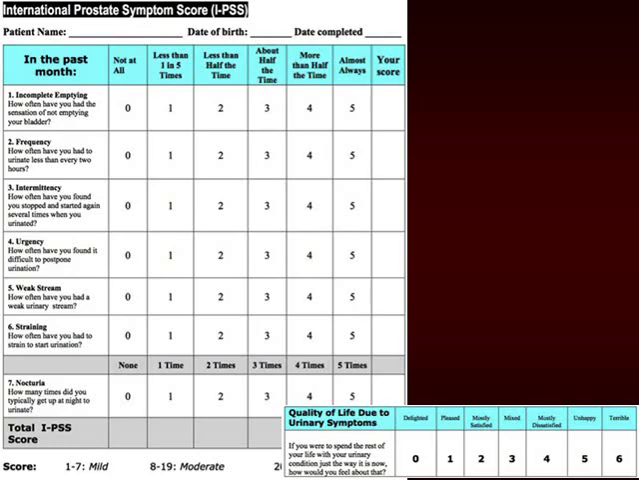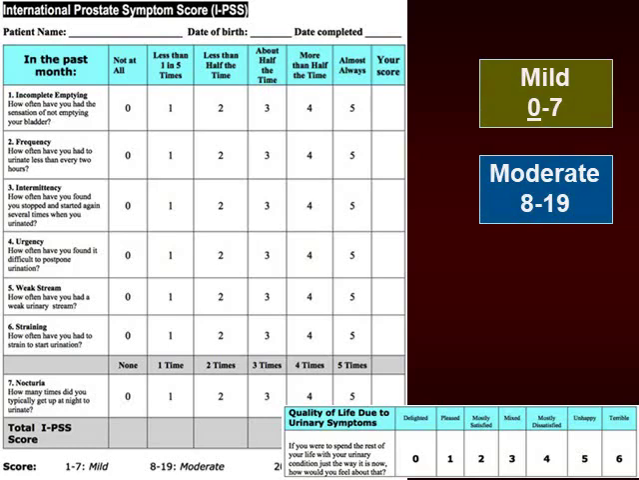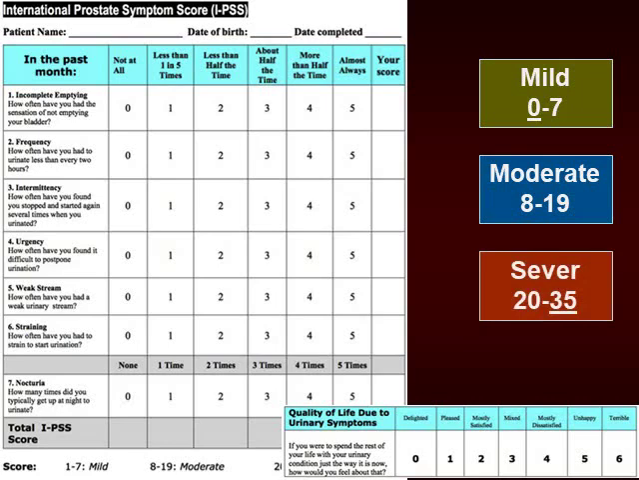The lowest number you could have is 0, and the highest number after asking the 7 questions, if the patient gave 5 in all 7 questions, is 35. So this is an objective tool to measure the severity of symptoms. If the score is 0 to 7, the condition is considered mild. If the score is 8 to 19, it is moderate, while it is considered severe if it is above 19, from 20 to 35. 35 is the maximum number. The 0, of course, is the least number you can get.